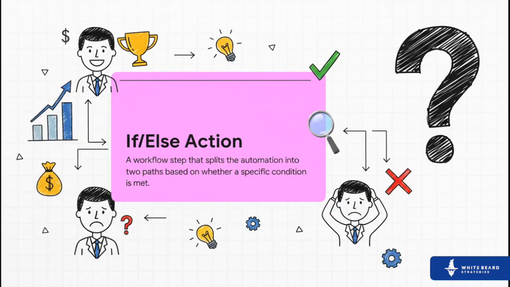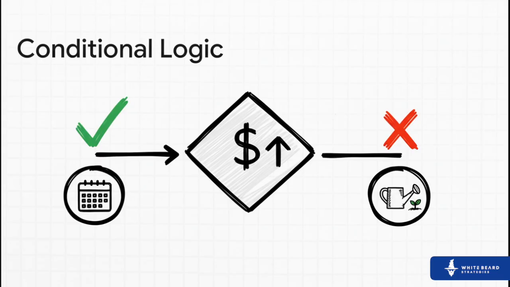The answer is a workflow step called the if/else action. Honestly, just think of it like a fork in the road. It lets your automation ask a simple question based on the lead's data, like, is their income over $100,000? And then it sends them down a different path based on the answer. For instance, if the answer is yes, they go down the hot lead path and get an email with a link to book a call. But if the answer is no, they go down the nurture path and get added to a long-term email sequence instead. This is automated lead qualification happening in real time.